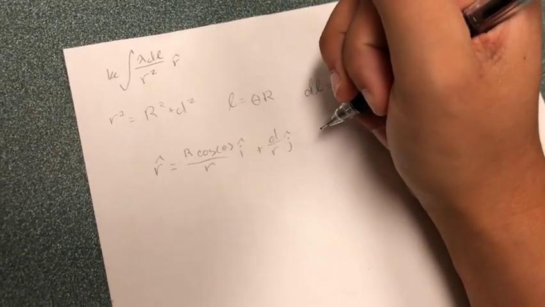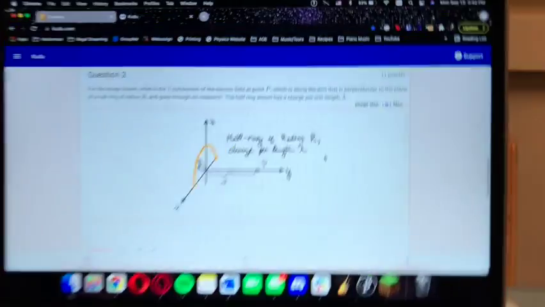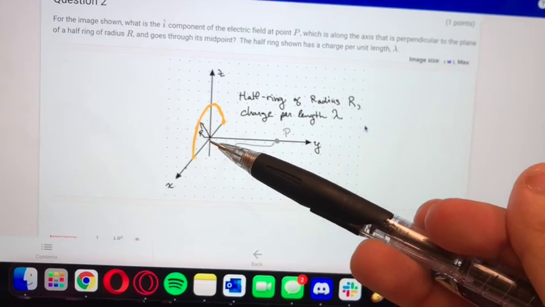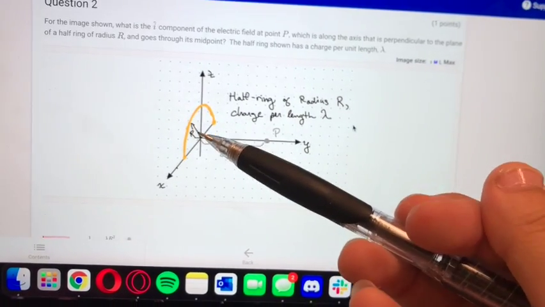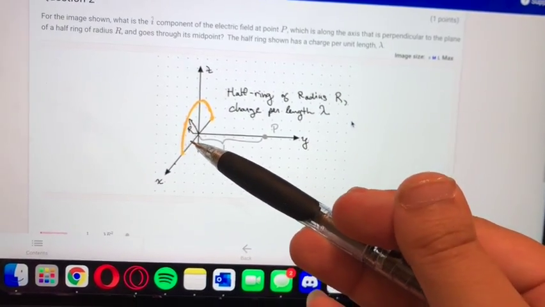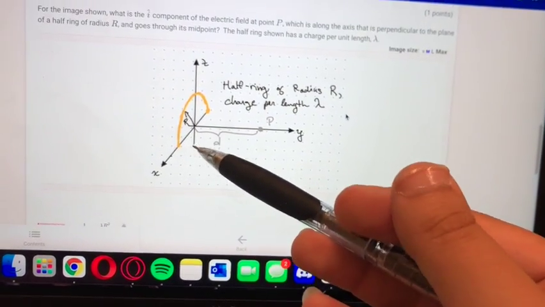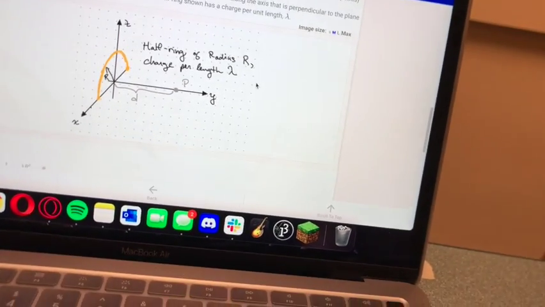And then we're going to look at our k direction. We said that our x direction is cosine theta, so our z direction is just going to be sine theta, because it's going to be this opposite component over here. So that's our sine opposite. It's going to be R sine theta over, and again, it's still over that big r.